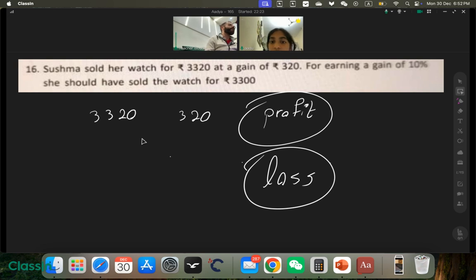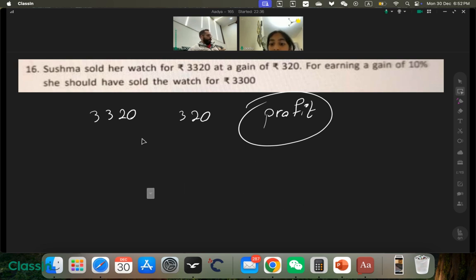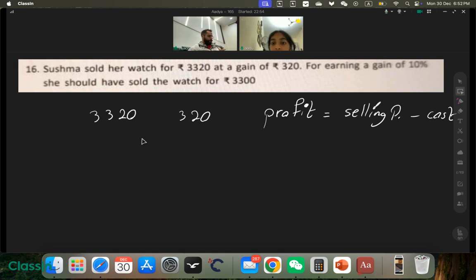What did they say? At a gain. The profit. Yes, it is a profit because they said a gain. So what is the formula for profit? Can you just remember it without looking at your notebook? Selling price minus cost. Yes, so selling price minus cost. Good. So it's logical now, right? You don't have to memorize it. So she got a gain of 320.